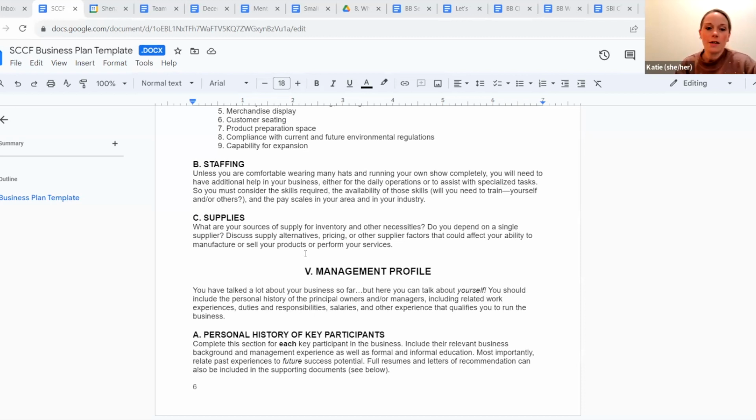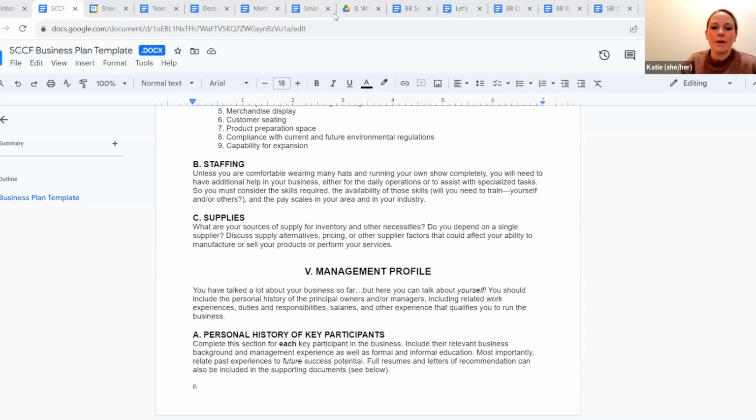If you're a consultant, your supplies are going to look a lot different. You're going to make sure you have a good internet connection and good computers, and maybe some notebooks and things like that you might need. Great, so that's your operations plan.